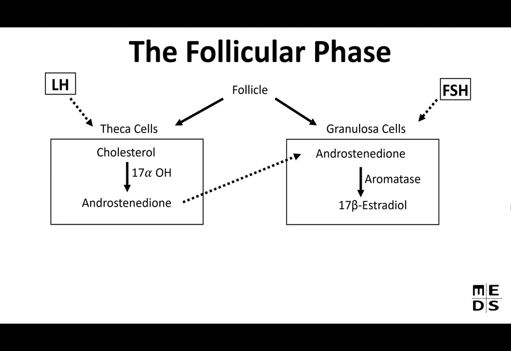And then the enzyme here is going to be aromatase, which is going to make the final product, 17 beta estradiol. And this is going to be the estrogen that's going to be pumping up the endometrium and increasing the lining of the uterus, and it's eventually going to induce ovulation.